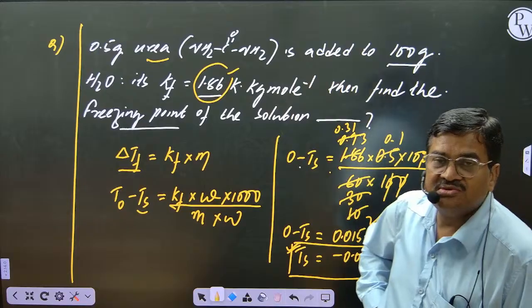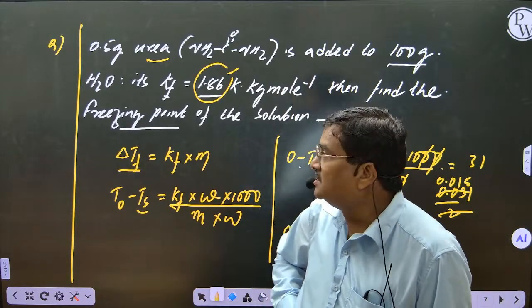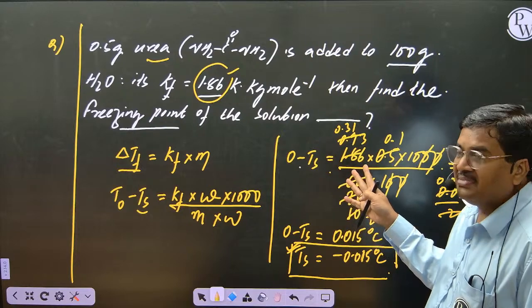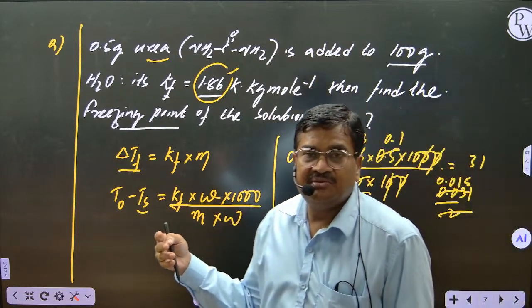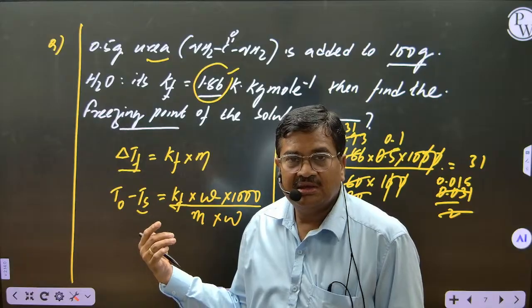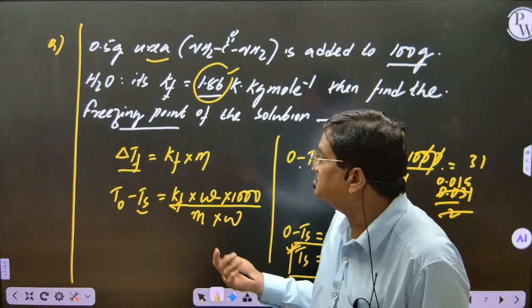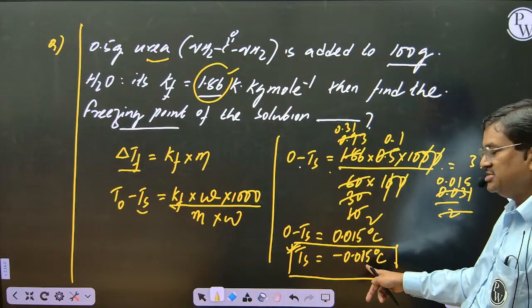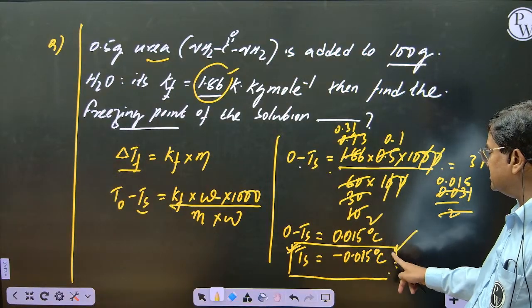Understood, student? This is what depression in freezing point is. So in the exam you get numericals on this. You have to practice the questions from PW assignment, you have to solve for coming homework when you come in June. So copy this, answer is coming minus 0.015 degrees Celsius. Clear?